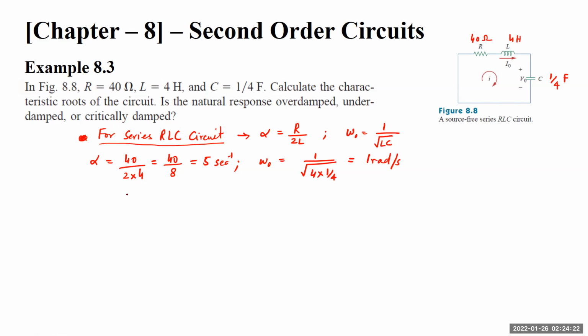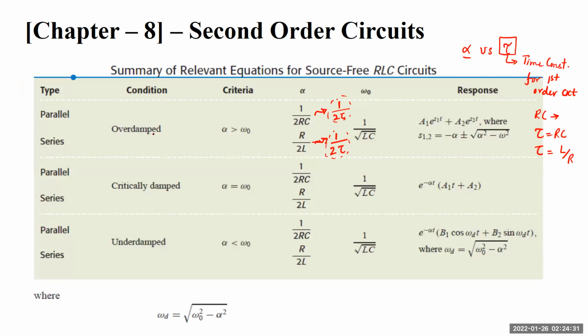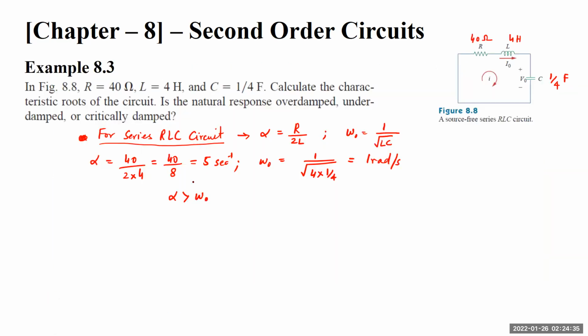So these are the two values. We can see from here that alpha is greater than omega naught. So we know that for alpha greater than omega naught, our response is overdamped.